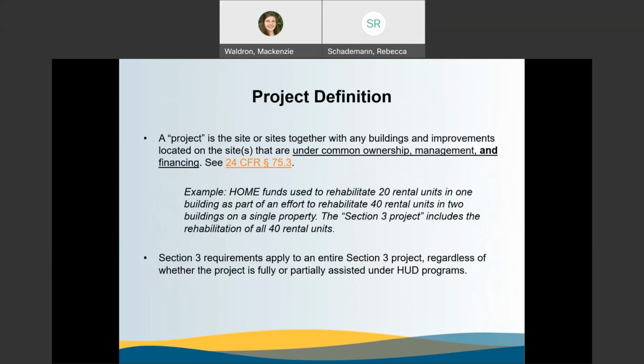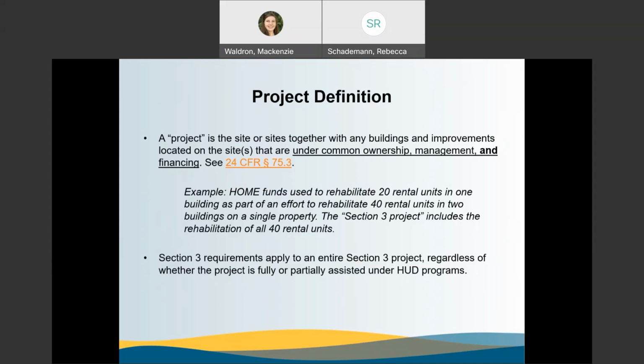It's also important for us to delve further down into the definition of a project. A project is the site or sites together with any buildings or improvements located on the site that are under common ownership, management, and financing. Please note the conjunctive "and" used in section 75.3 of the regulations. This means that the three must be common ownership, management, and financing for section 3 to be triggered. All three must be true.